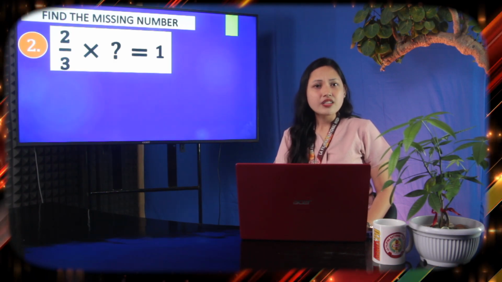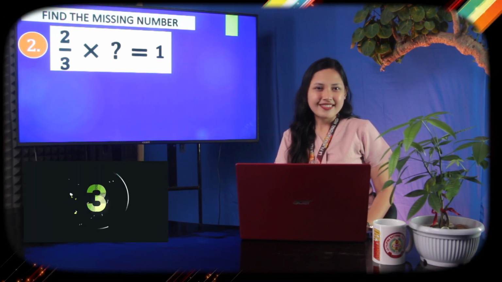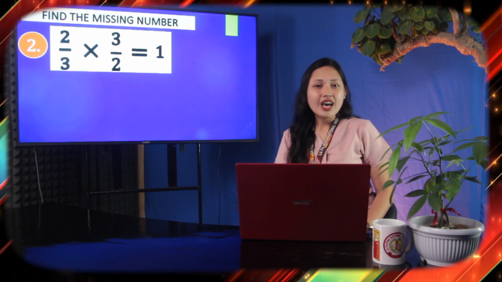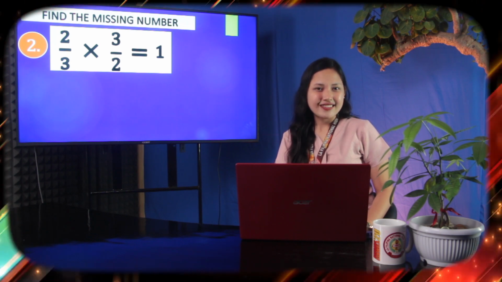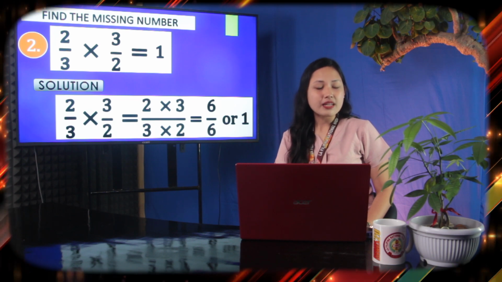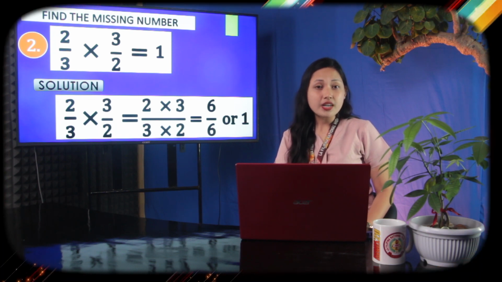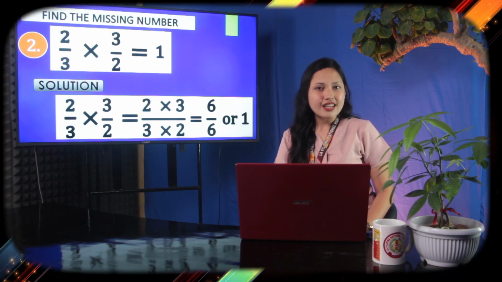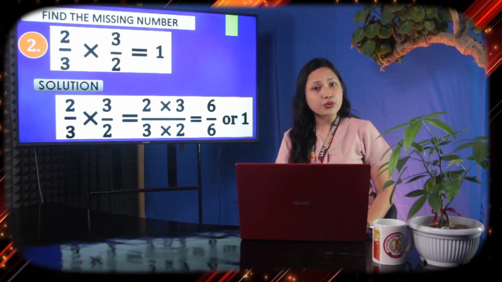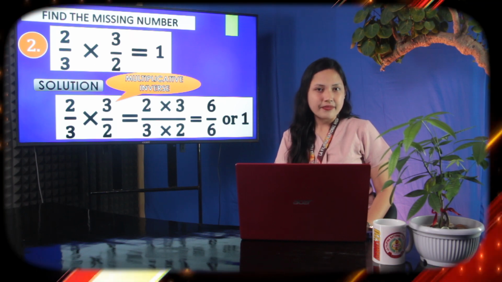What is the number that when you multiply to 2 over 3, the result is 1? Very good. The answer is 3 over 2. How did you get the answer? Great! In finding the answer, you have to get the reciprocal or kabaliktaran of the given number, which is 2 over 3. And the reciprocal or kabaliktaran of 2 over 3 is 3 over 2. And 3 over 2 is what we called as the multiplicative inverse of 2 over 3.